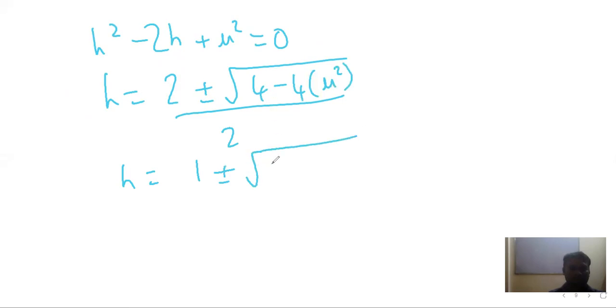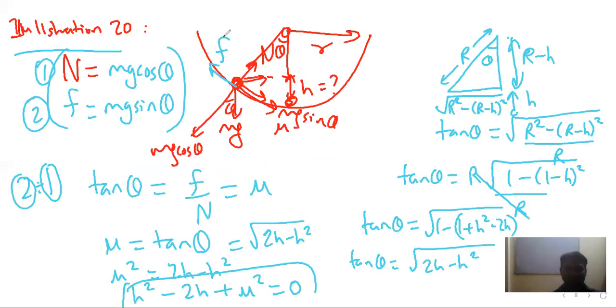So 2 cancels, 1 minus mu square. That is what we are left with. So based on this, we have to do these kind of calculations. Normal reaction is mg cos theta, friction force is mg sin theta, tan theta is mu. Then we have to find the value of h based on this value of tan theta is mu. So that is how we solve this question.